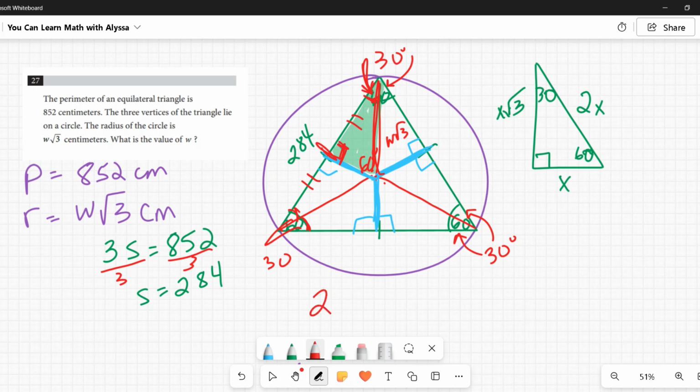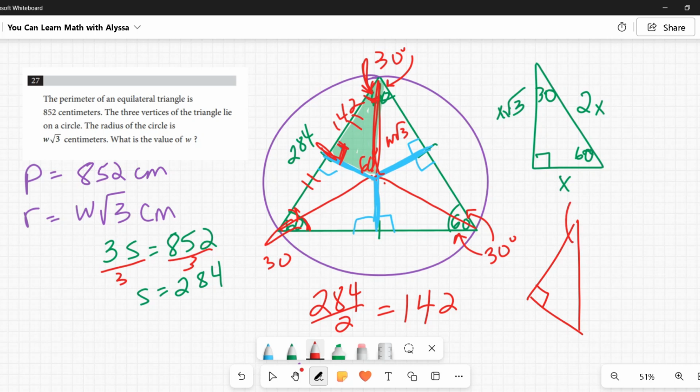So 284, divide that by 2, and I get 142. So now I have this smaller triangle, which is a 30, 60, 90 triangle, and I know one of the sides is 142. Once I have a number, any number, I can determine all three sides using this formula. So I'm going to bring this down over here. I'm going to keep it just like it is. So there's my 30 degree. There's my 60 degree. This side is 142, and this side is w square root of 3.